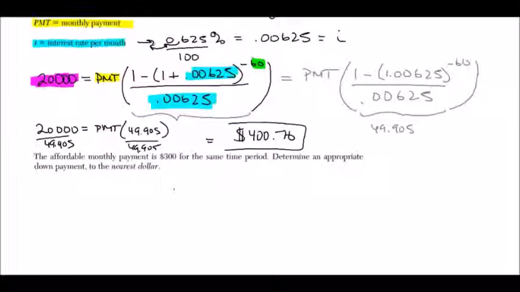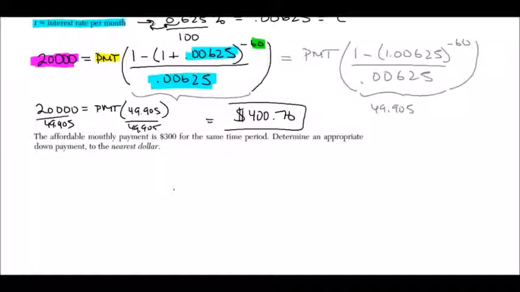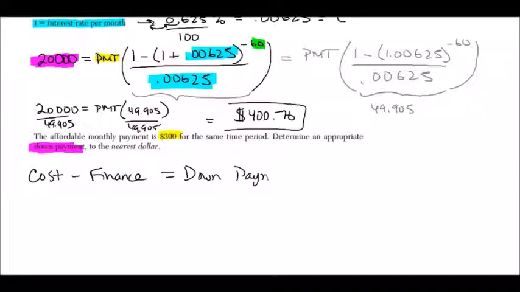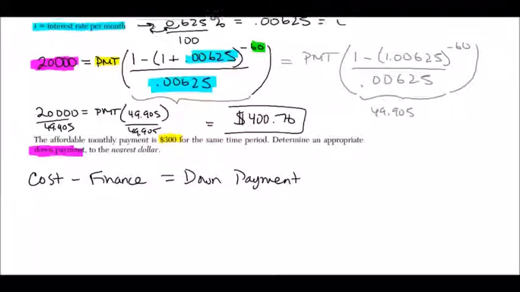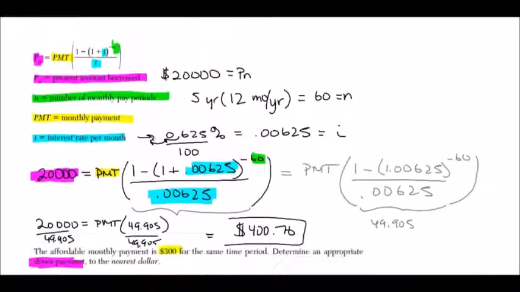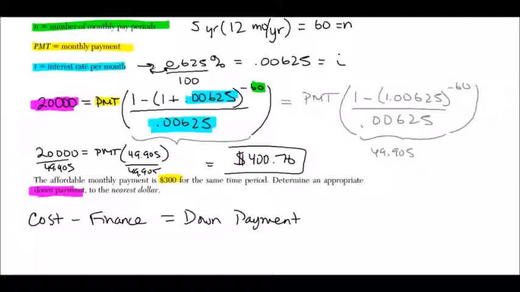Now there is a second part to this problem, which is that the affordable monthly payment is $300 for that same time period. So that's what we want to pay. And the question now is determine an appropriate down payment. So the down payment is the cost of the car minus what we're going to finance. That's our down payment. So in this case, we made a $1,000 down payment, and the cost of the car is $21,000. So the cost of what we're going to finance, that's going to be $20,000.